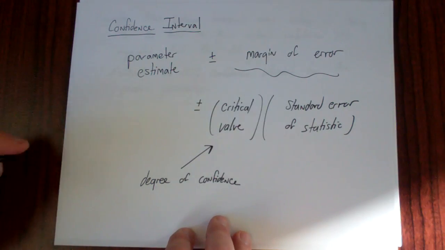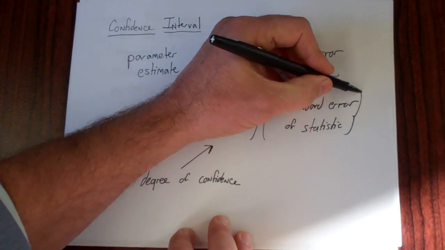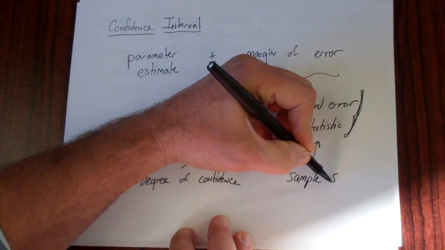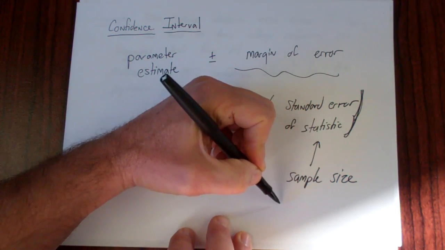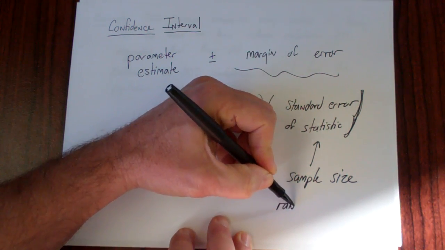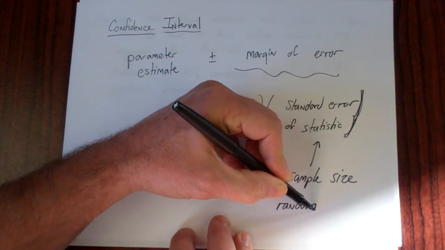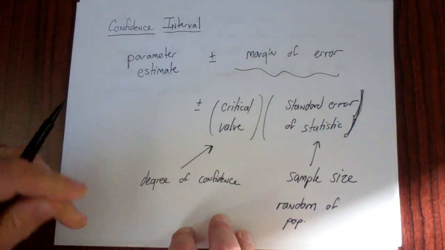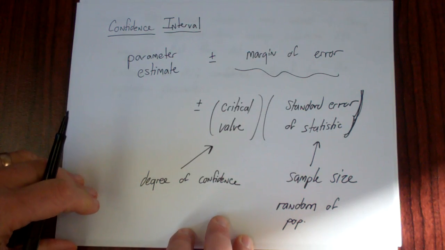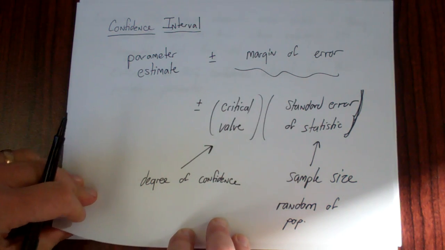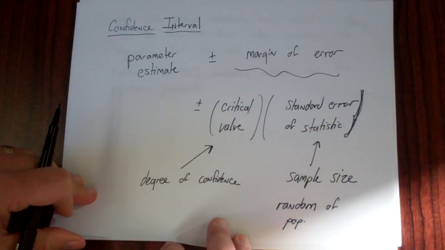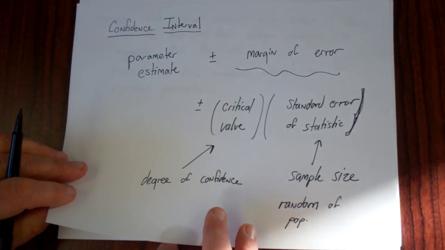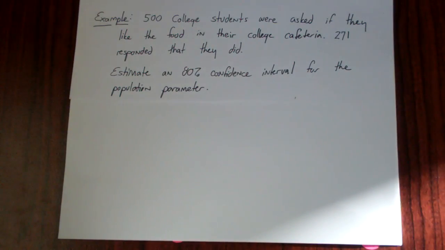Now, the standard error of the statistic depends on two things. It depends on the sample size, but it also depends on the randomness of the population, or the true amount of randomness in the model. So when you're studying phenomena which are very random, you're going to have a wider margin of error for the same degree of confidence. Let's look at an example.